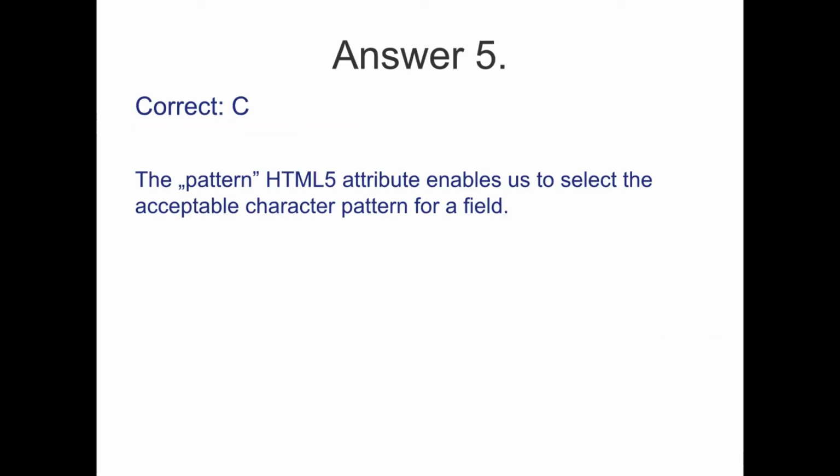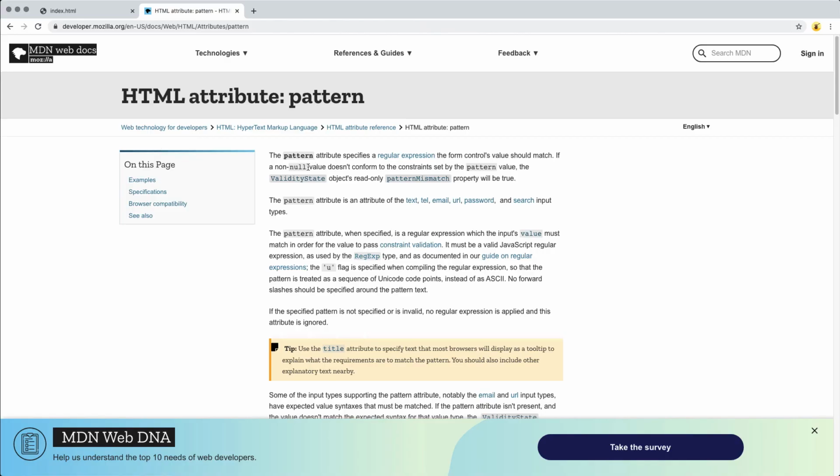So the solution is C. The pattern HTML attribute enables us to select the acceptable character pattern for a field. So what pattern does is it's an attribute that specifies the regular expression the form's control value should match. So if a non-null value doesn't conform to the constraints set in the pattern, the validity state of the object's read-only patternMismatch property will be true. And these can be applied to the attribute of text, telephone, email, URL, password, or search input types. So you need to specify it on any one of these input types.